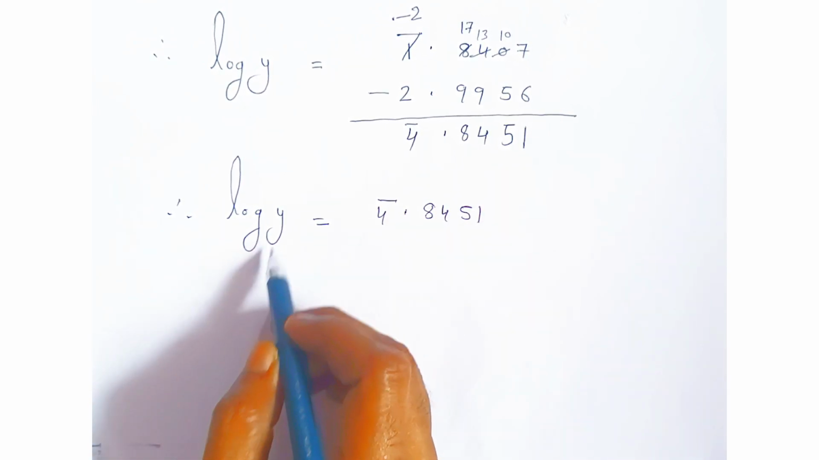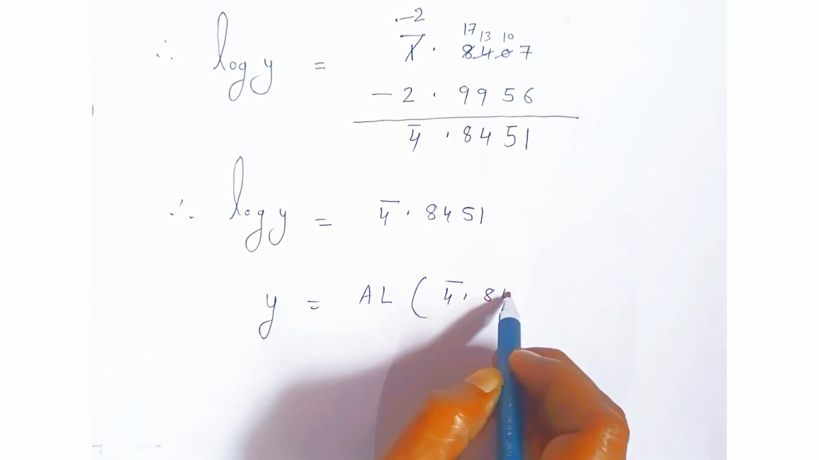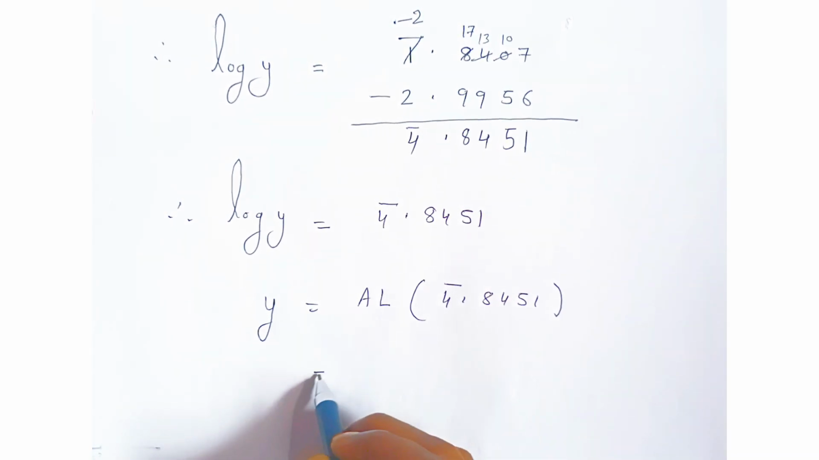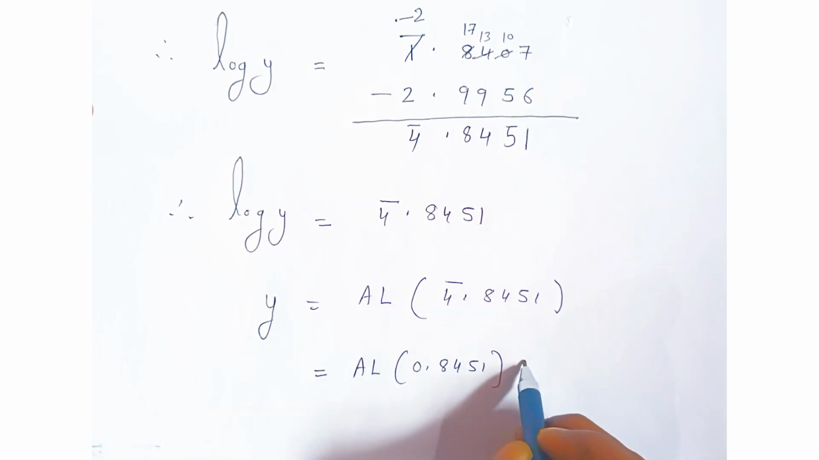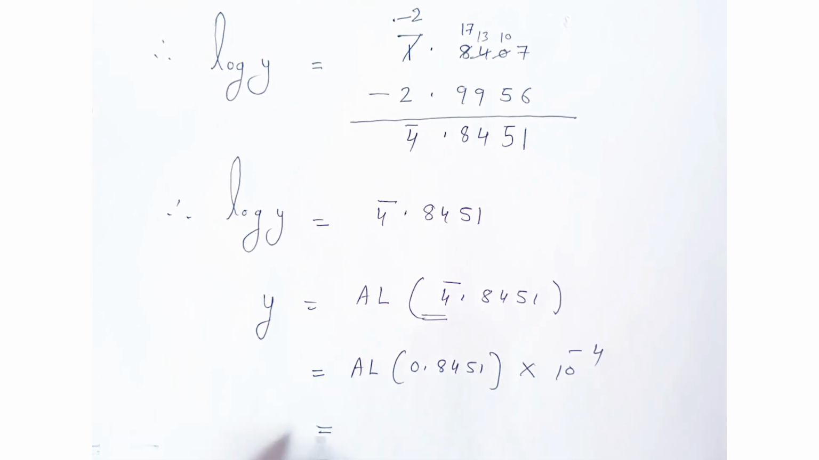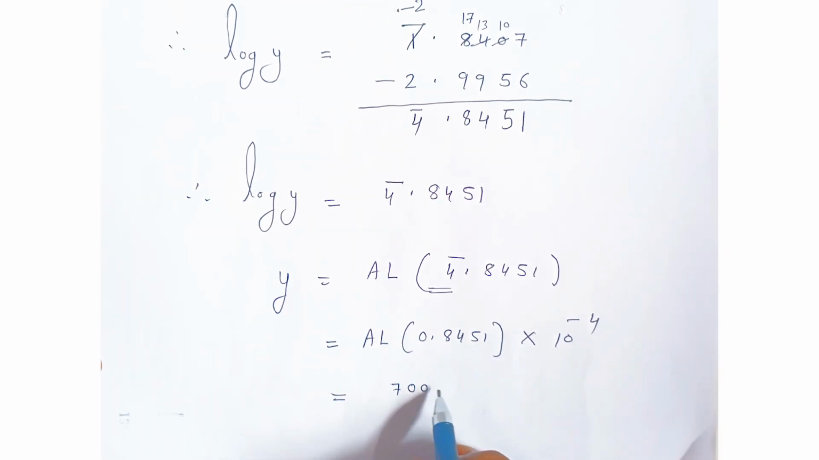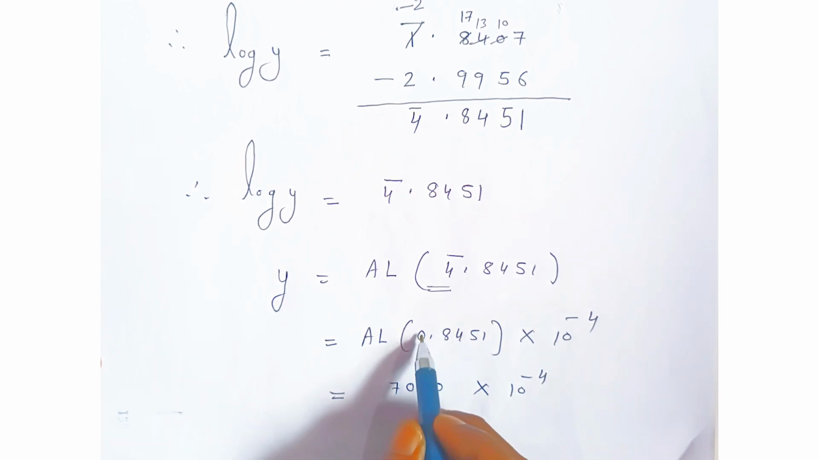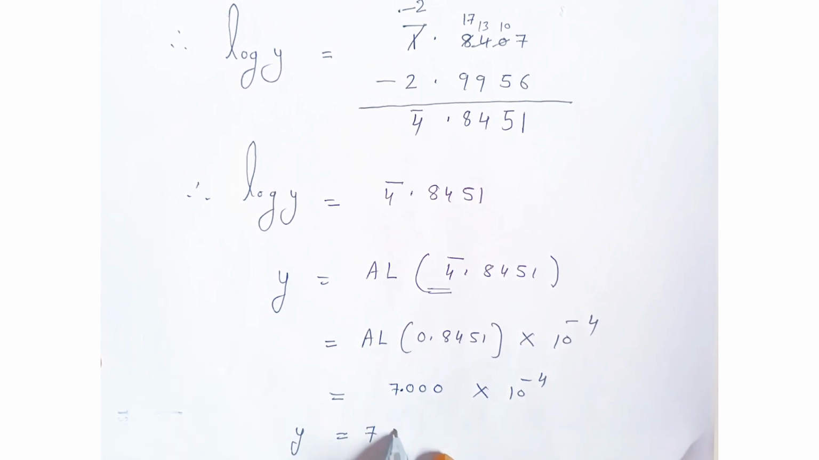What will be the value of y? So this log will come on this side, it will become antilog of bar 4.8451. Now, students, when you take the antilog of 0.8451, the antilog of bar 4 will be 10 raised to minus 4. We are writing like this. Now when you go and see the antilog table, you will find 7000, and the multiplication will be as it is, 10 raised to minus 4. Okay, so the value of y will be 7 into 10 raised to minus 4.